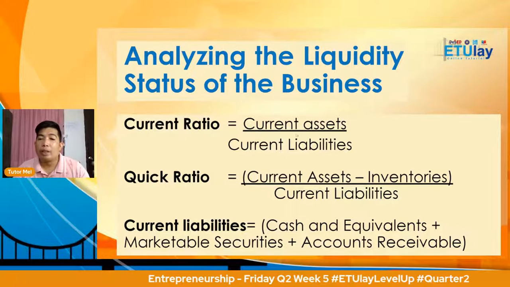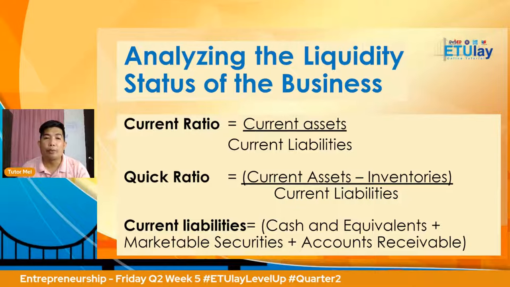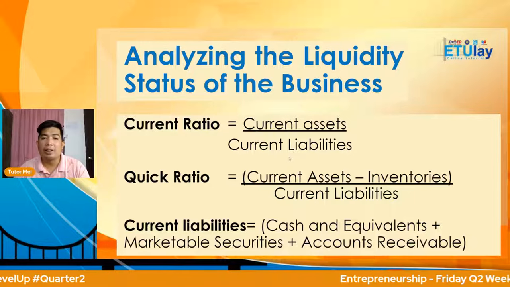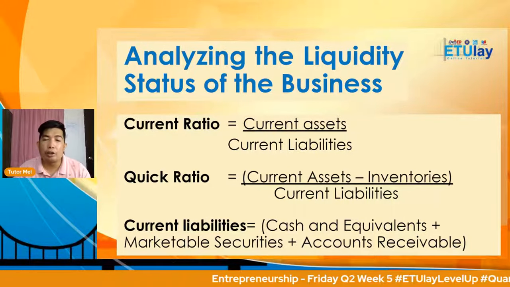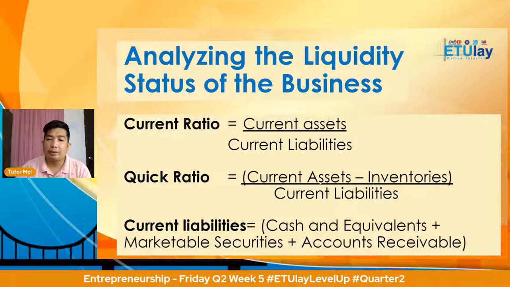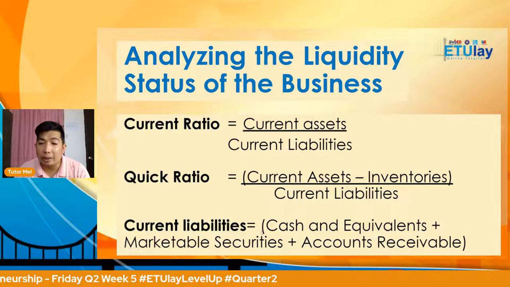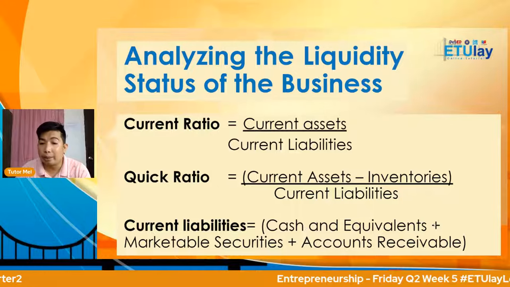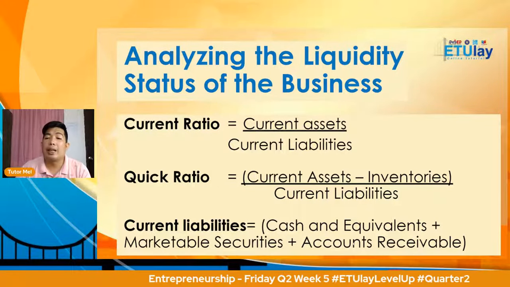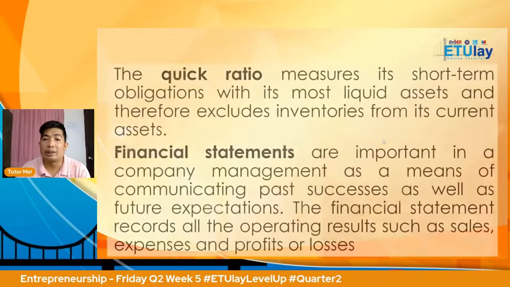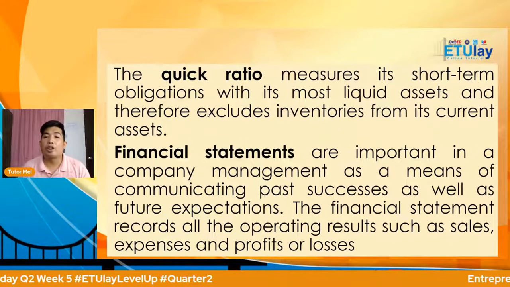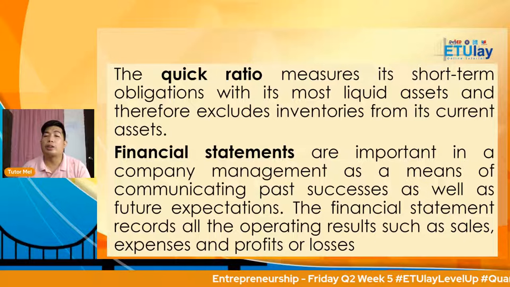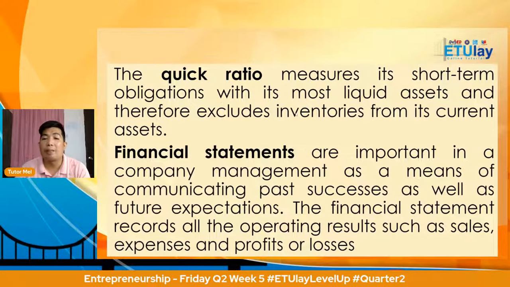And for your information, current assets, these are assets that can be easily converted to cash in less than a year. Ayan, when we say current liabilities naman, ito yung mga utang ng business na babayaran natin in a short period of time. Okay, so yan. So then next natin is we have cash ratio, which is equals to cash and cash equivalents plus marketable securities plus accounts receivable. So let's define what is quick ratio. Quick ratio measures short-term obligations with its most liquid assets and therefore excludes inventories from its current assets.